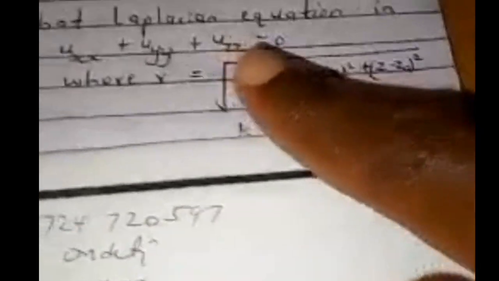The question is, show that the Laplacian equation in 3 dimensions is equivalent to 0. You are given that u is equivalent to 1 all over r, where r is equivalent to this one.